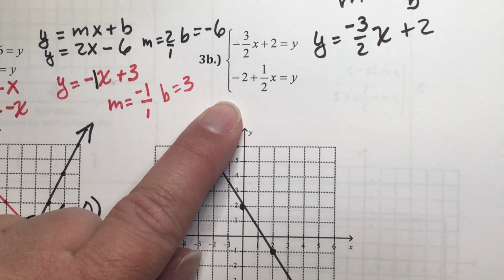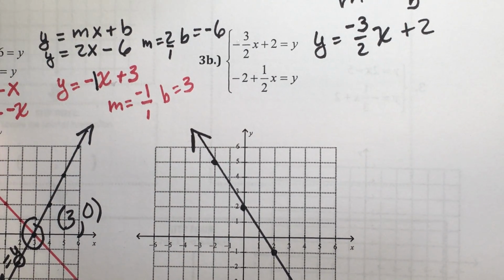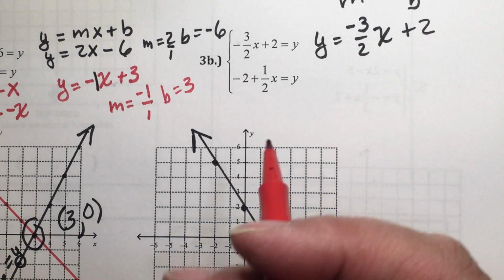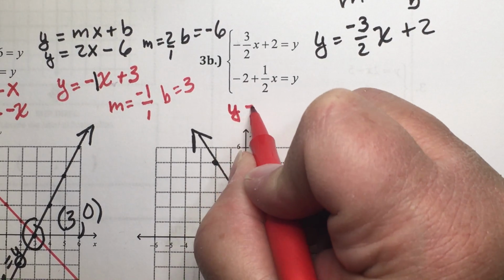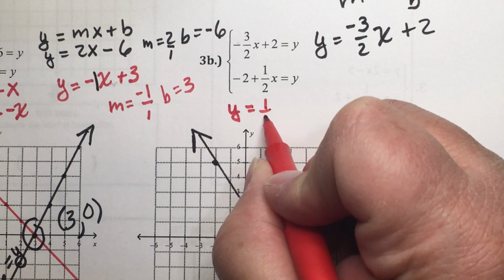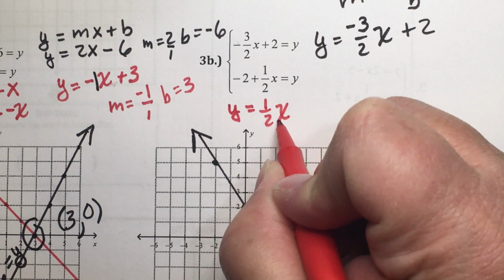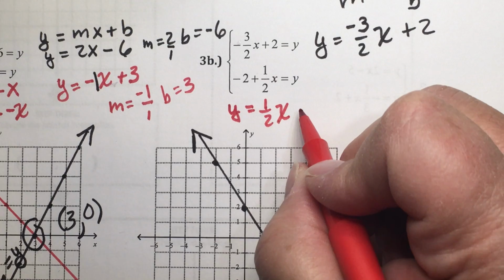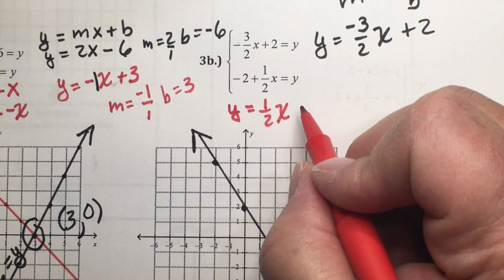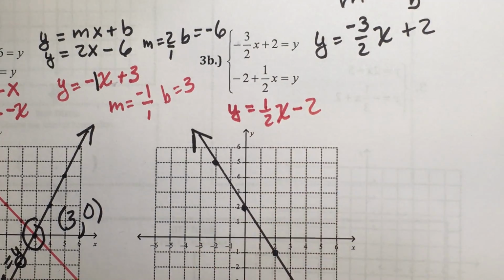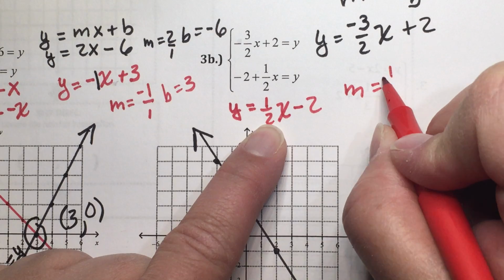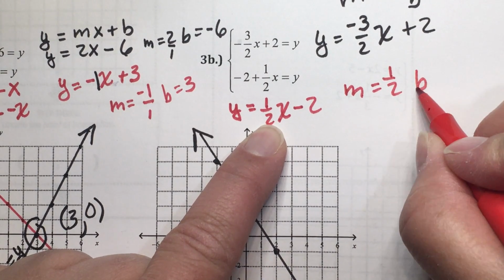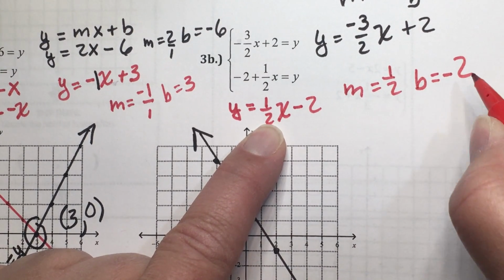So how about this one? Oh dear, it's just like this one. It's all out of whack. So I'm going to start by putting the y on the right side. Y equals 1/2 x. Oh well, it was plus, so I've just switched them. Minus 2. My m is 1/2. My b is -2.